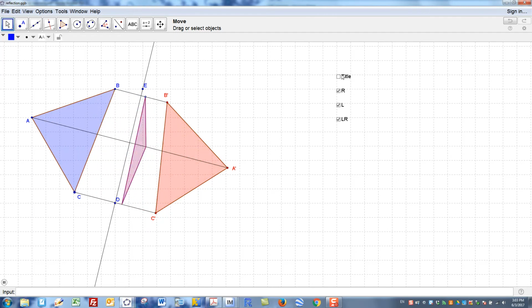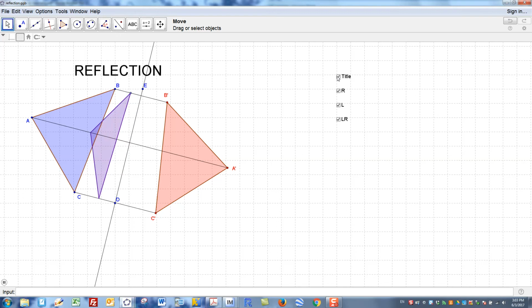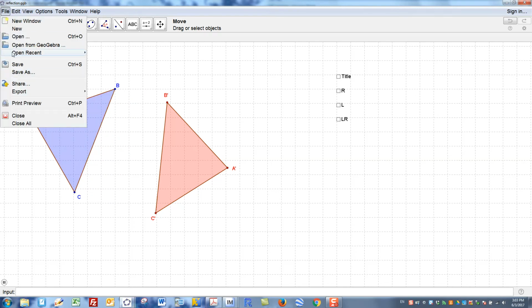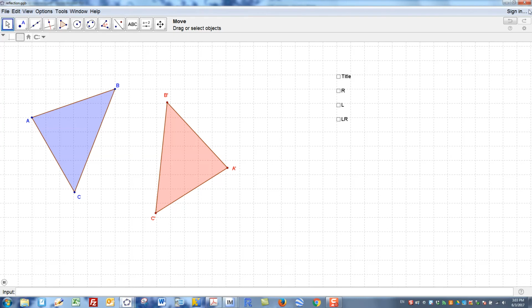So a nice visual display of reflection. I'll go ahead and clean this up and save it and put it on the website for you to play with.